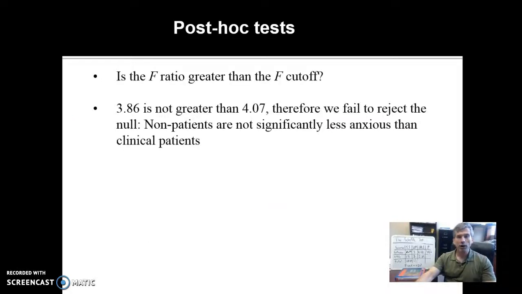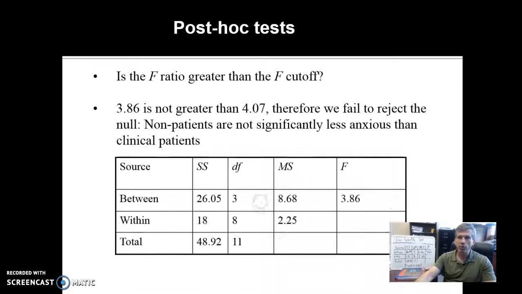So we failed to reject the null. Non-patients as a group do not score significantly different on anxiety than our clinical patients lumped together as a group. Even though the initial overall ANOVA was significant, this specific comparison is not.